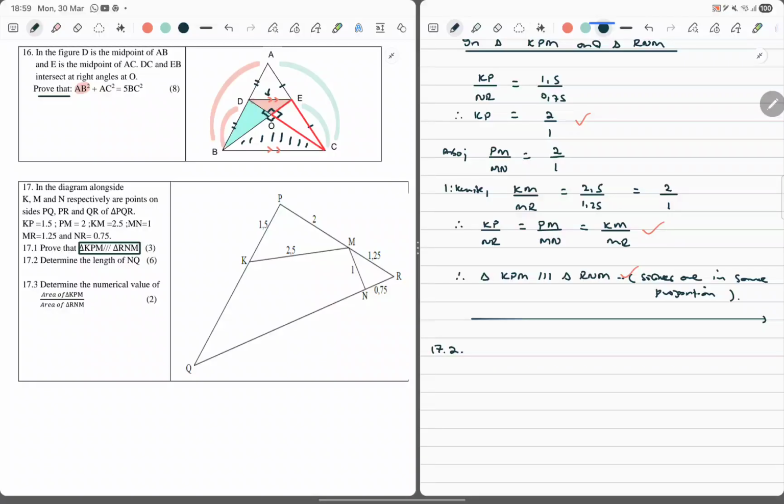So 17.2 says, we need to now calculate the length of QN. Well, if we look at that, QN is over here. So how will we find QN? So this is already trying to suggest that we need to prove yet another form of similarity. Okay, so if we just proved that these are similar, what do we know?